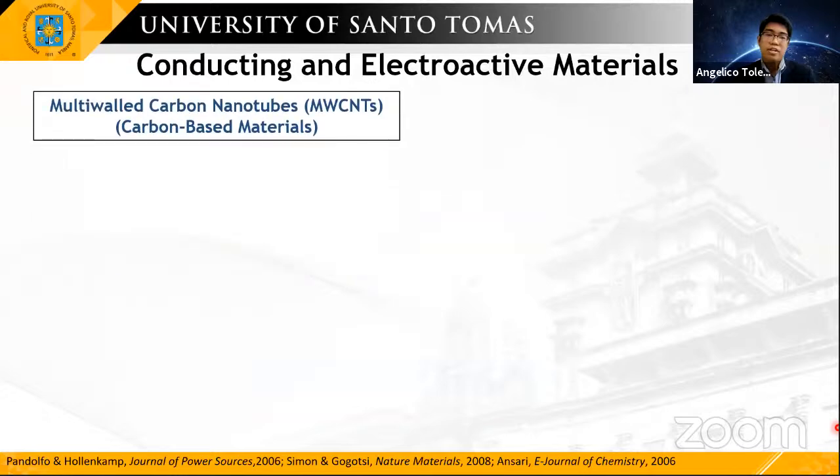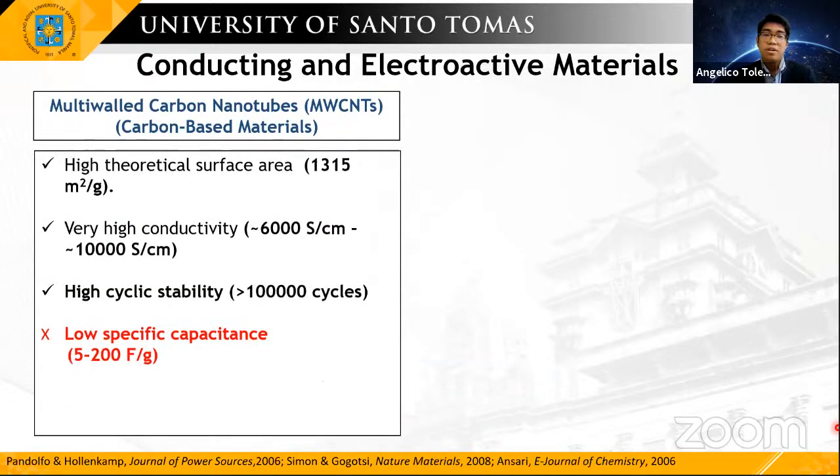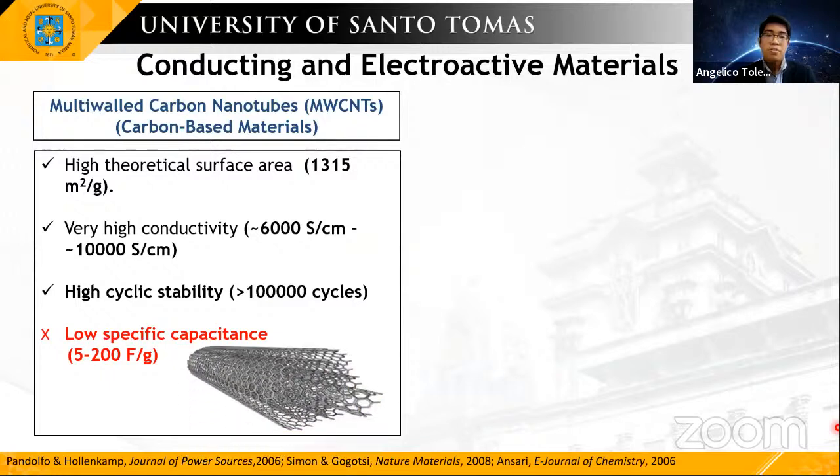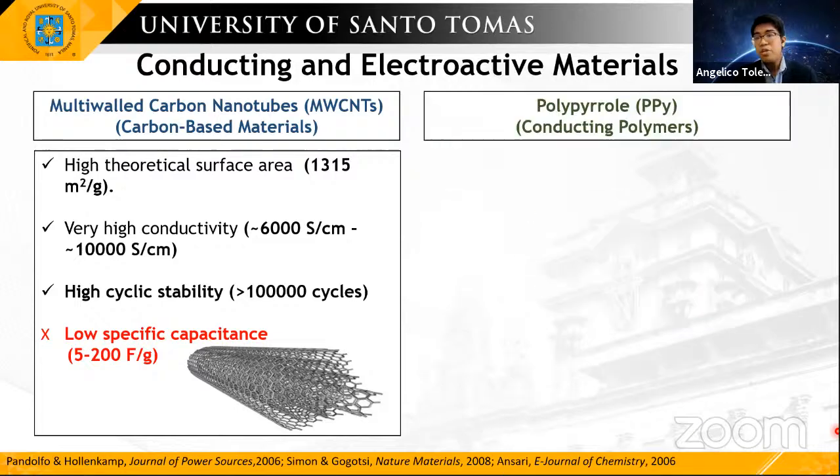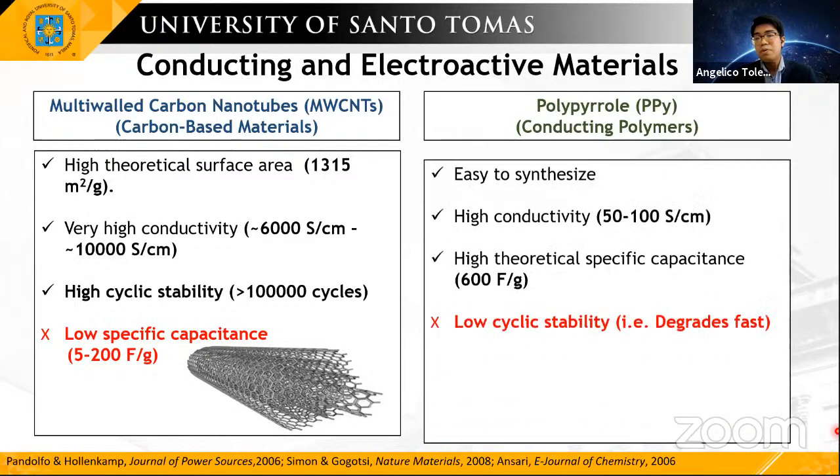One of the two is the multi-wall carbon nanotubes, or MWCNT, which is a carbon-based material. As you can see, it was used because of its high theoretical surface area, very high theoretical conductivity, and high cyclic stability. However, they suffer from low specific capacitance. So to account for this low specific capacitance, we use conducting polymers such as polypyrrole.